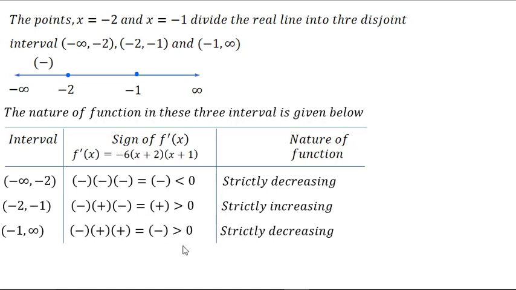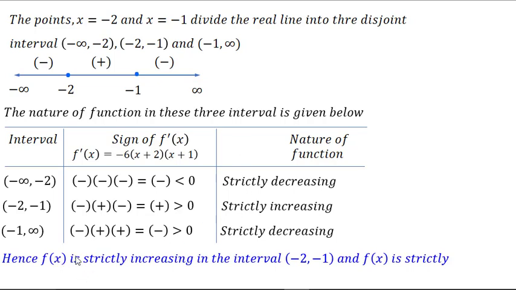So from minus infinity to minus 2 we have a negative value. From minus 2 to minus 1 we have a positive value for f dash x, and from minus 1 to infinity, it is again negative. So I will say that f(x) is strictly increasing in the interval minus 2 to minus 1, and f(x) is strictly decreasing in the interval minus infinity to minus 2 union minus 1 to infinity.